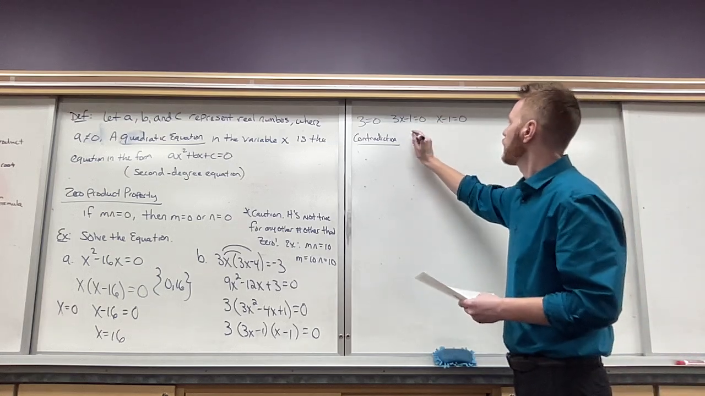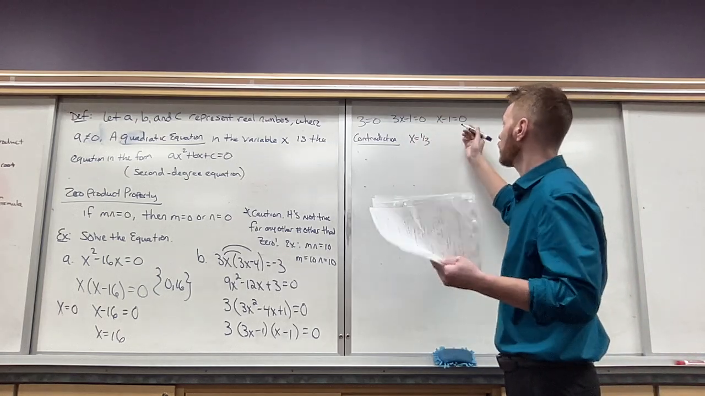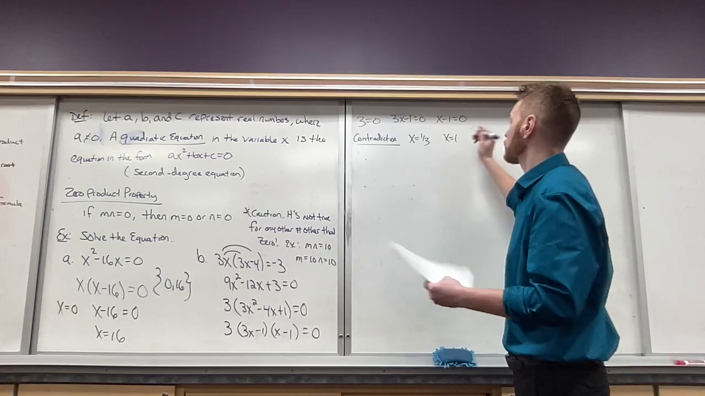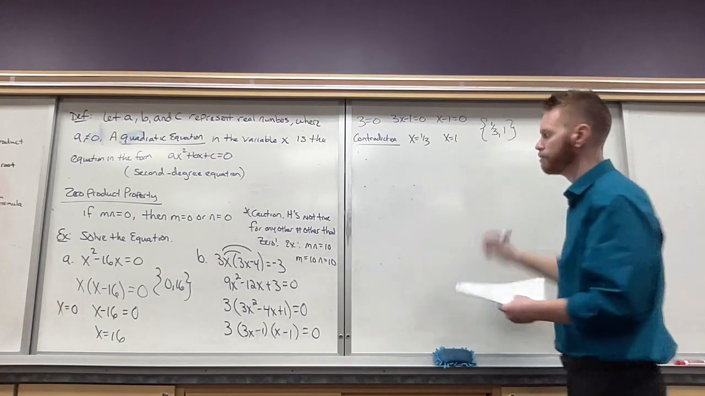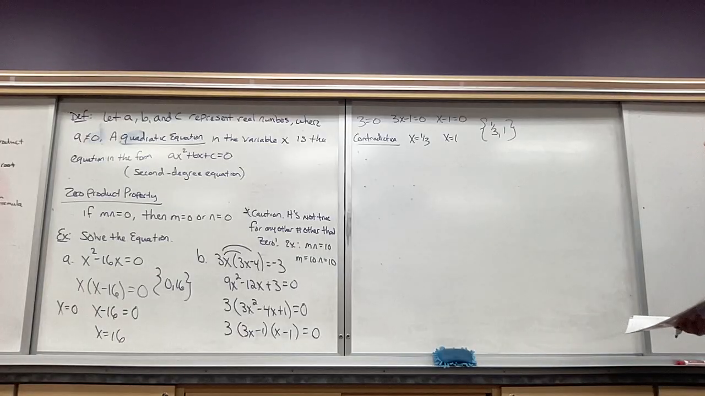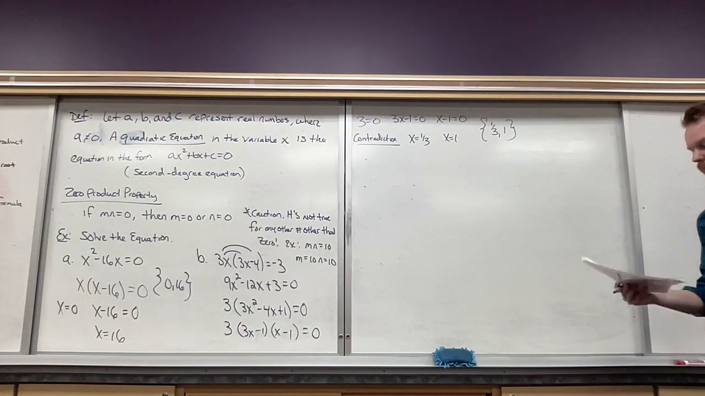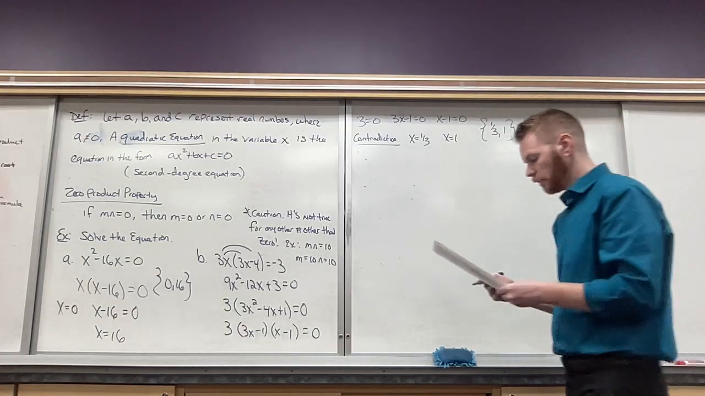I'll add 1, divide by 3. So x could be a third. Add 1 over here, x could be a 1. So our two solutions, 1/3 and 1. There's my solution set. Not too bad, huh? Okay, let's continue.